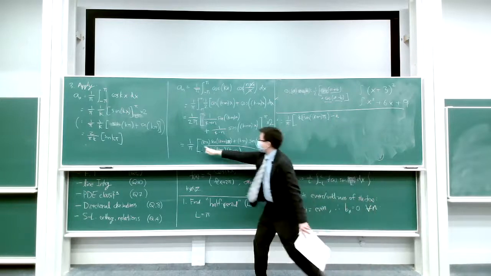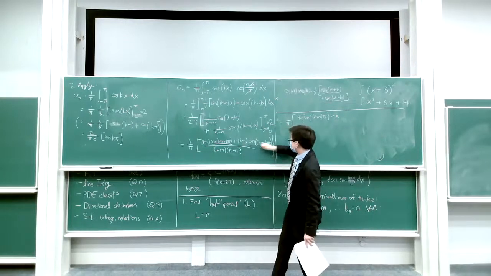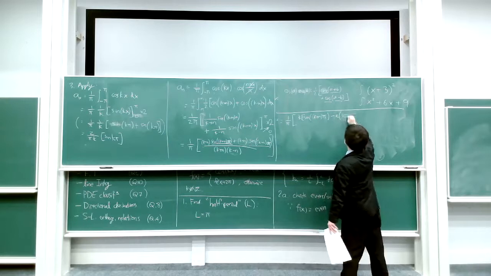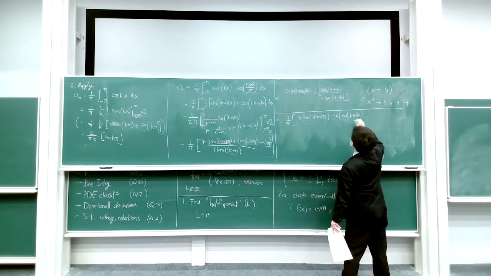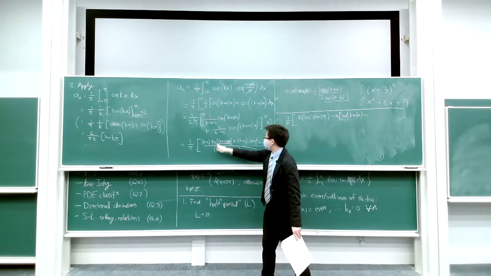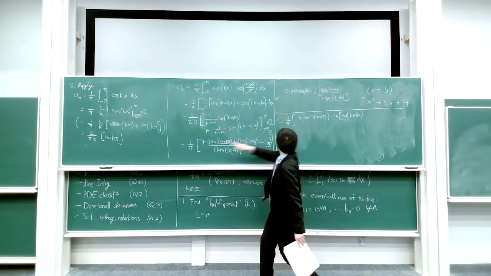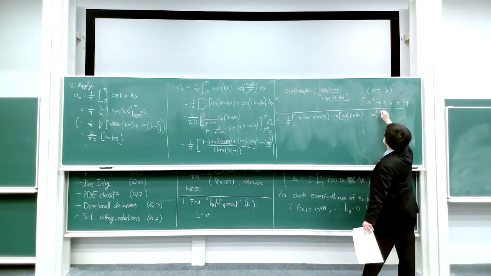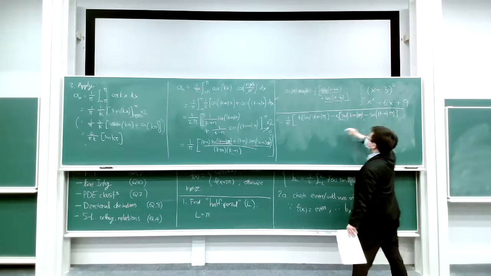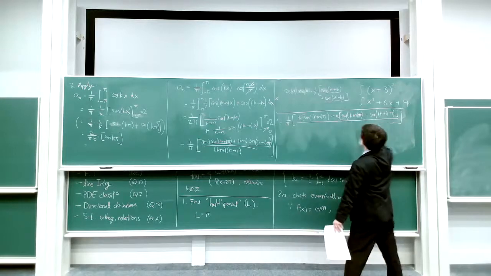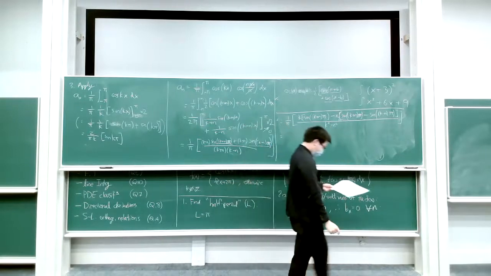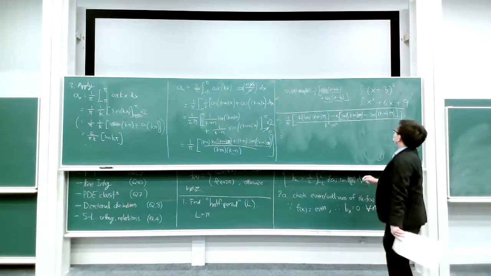So I have k times this part, and then minus n times this part, and then plus n times this part. So double negative. The bottom is just k squared minus n squared. This. Okay.